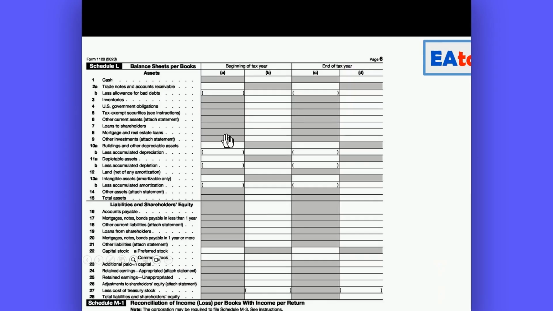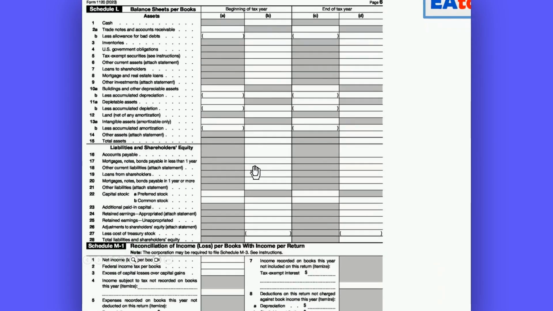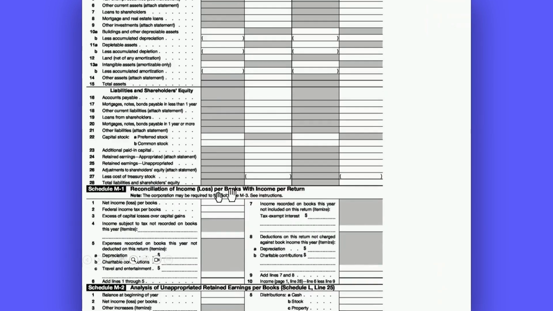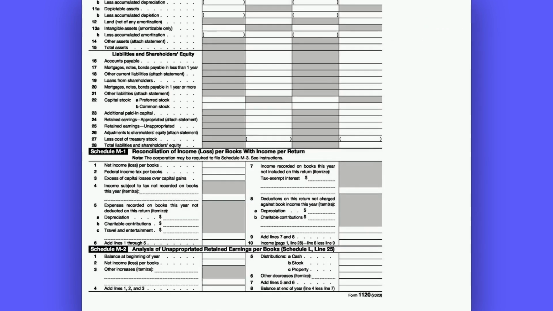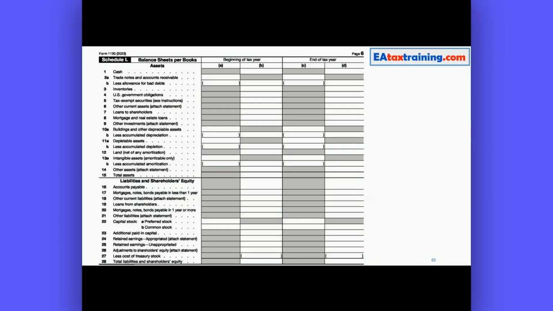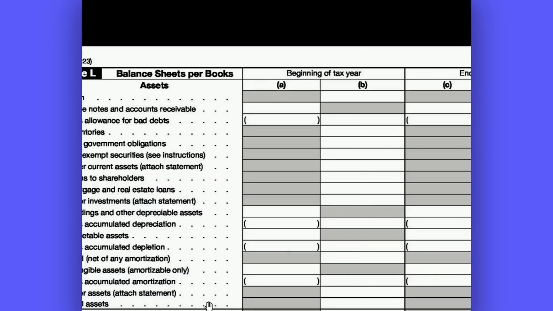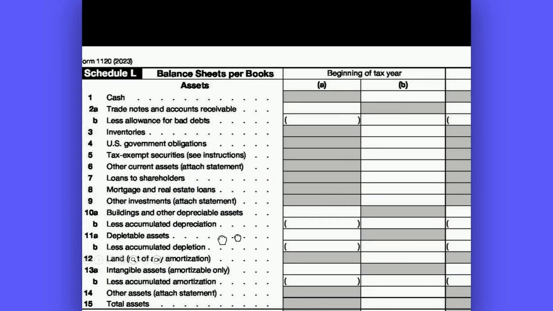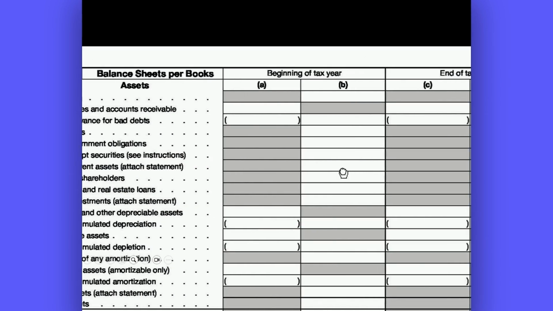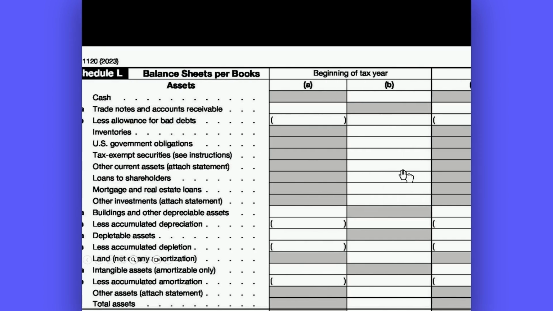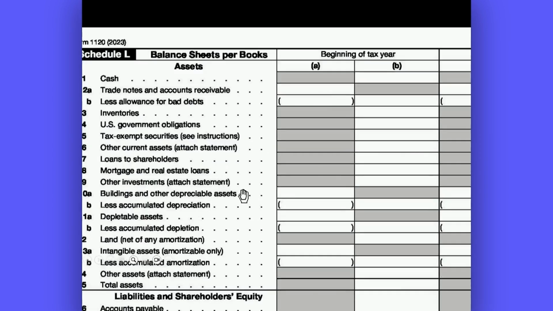So this is an overview of Schedule L, M1, and M2. So you've got the balance sheet on the top. We'll look at this in a little bit more detail here in a minute. Then you've got the reconciliation of book and tax income, that's Schedule M1. And then you've got the analysis of retained earnings there in Schedule M2. So looking more specifically at the balance sheet, again, very much like we saw with partnerships, you're going to start with your assets. You've got beginning of year and end of year that you're going to put those in. You're going to come down, see all of your assets.